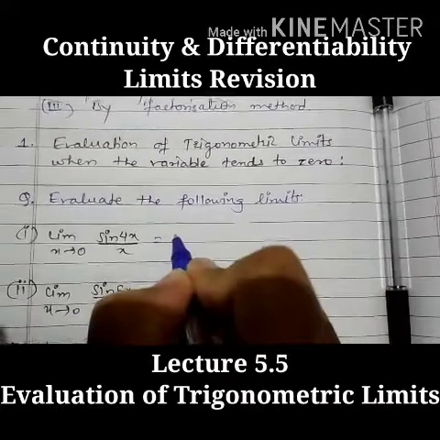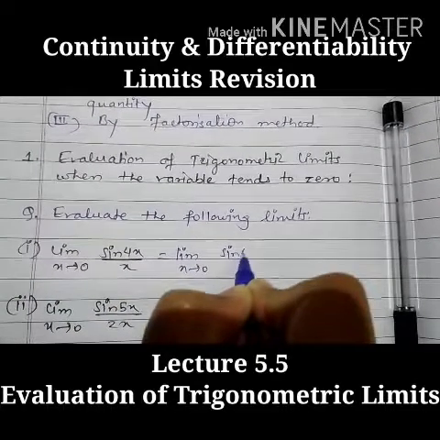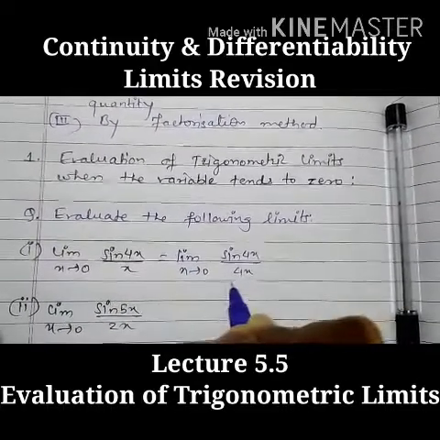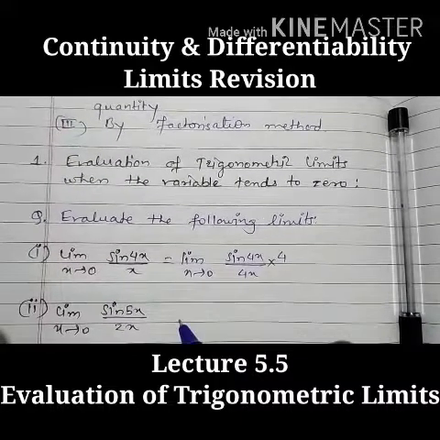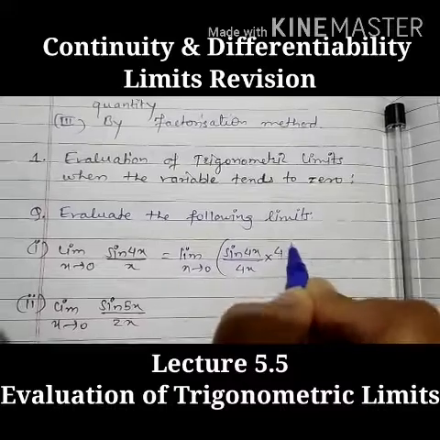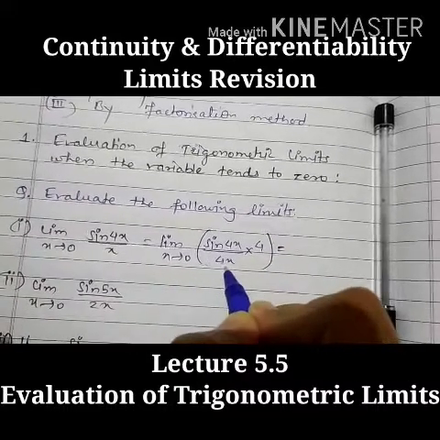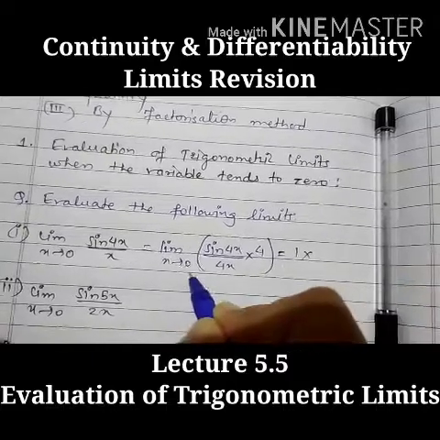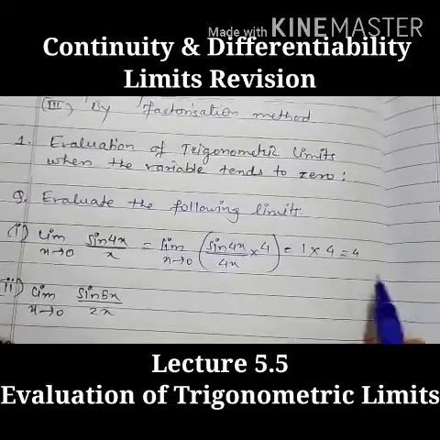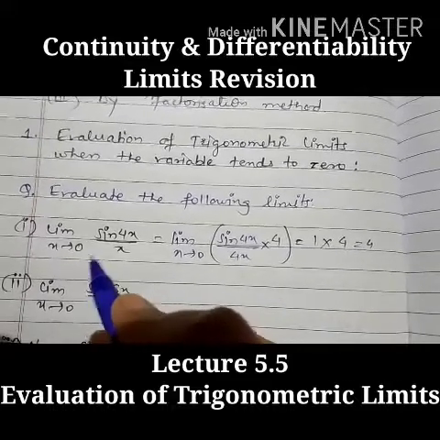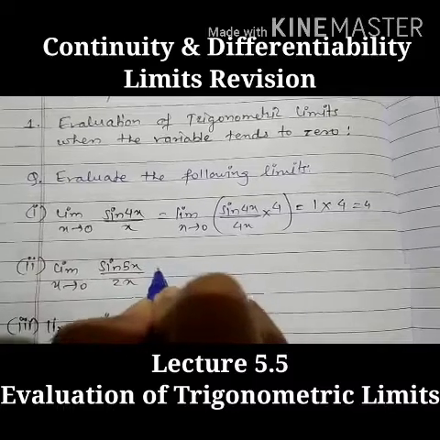So what we'll do? We'll write this limit as x tends to 0, sin of 4x upon 4x. Now we have divided by 4, so we'll multiply by 4. Now it is balanced. After applying the limit in the bracket, limit as x tends to 0, sin 4x by 4x is 1, and limit as x tends to 0, 4 is 4. So the limit as x tends to 0, sin 4x by x is 4. Understood? Now we'll go to the next question.